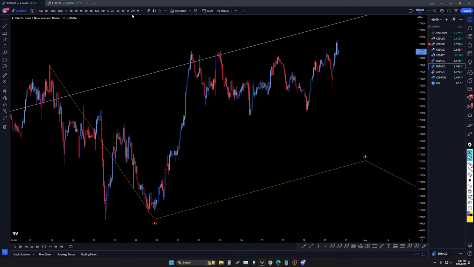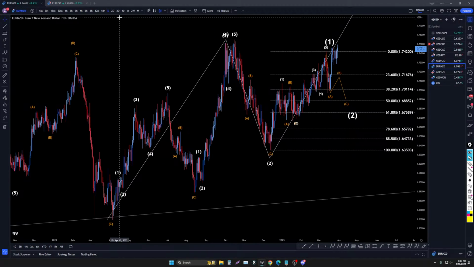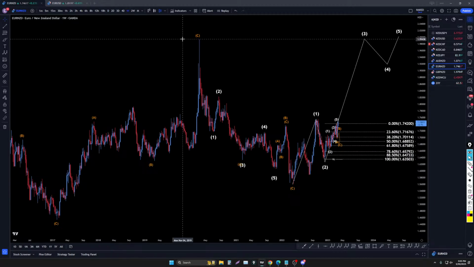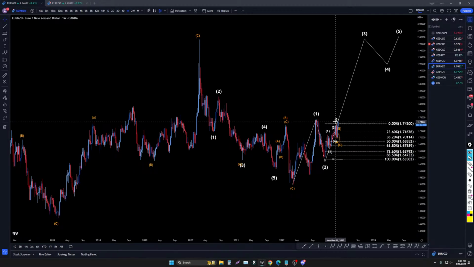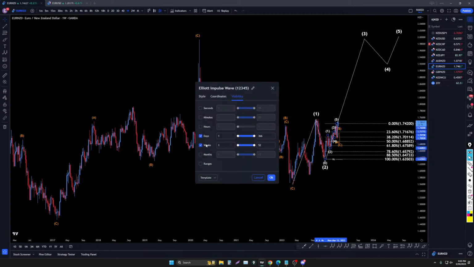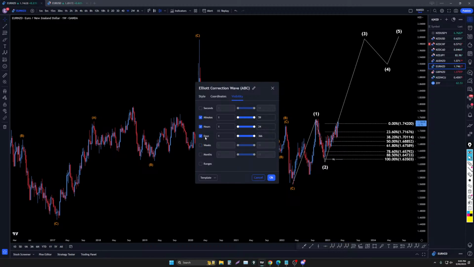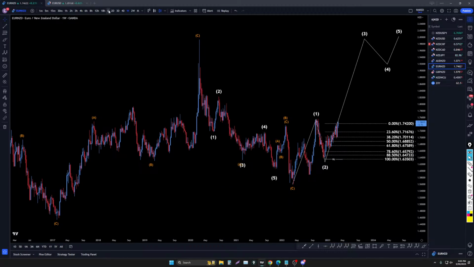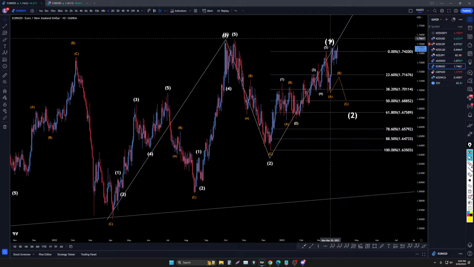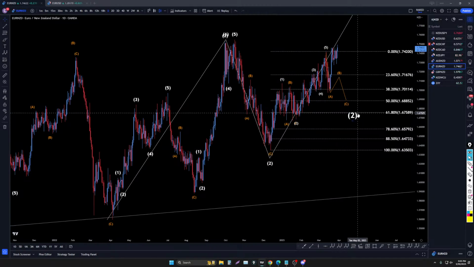Euro Kiwi, I think, is in a wave 3, right? Definitely, yeah, I think it's in a wave 3. You can tell I don't really look at this chart very often. Personally, I only trade the yen pairs and the dollar pairs, so a lot of these other ones, I don't really look at very often.